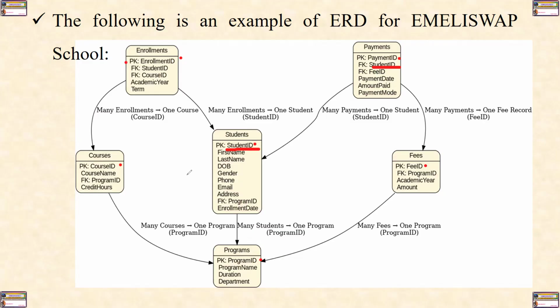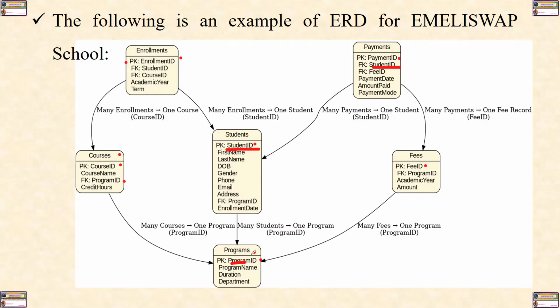Another case here, we have many courses being related to one program through program ID. So under the courses entity and the programs entity, we have program ID. Under programs, the primary key is program ID, which is a foreign key in the courses table. So many courses are related to one program through program ID.